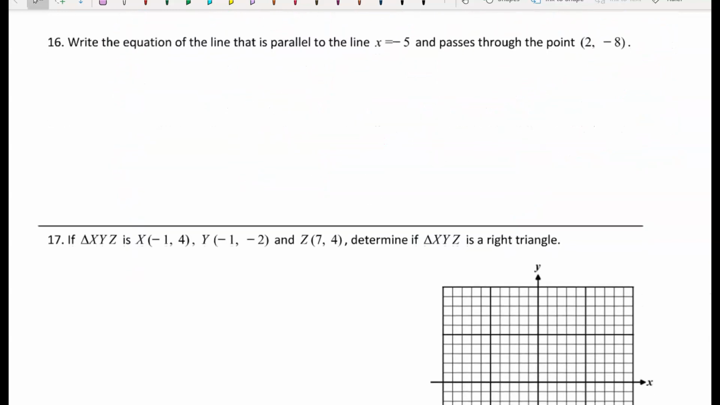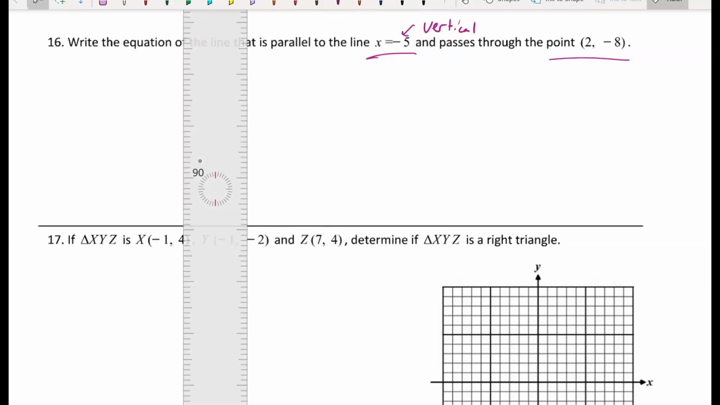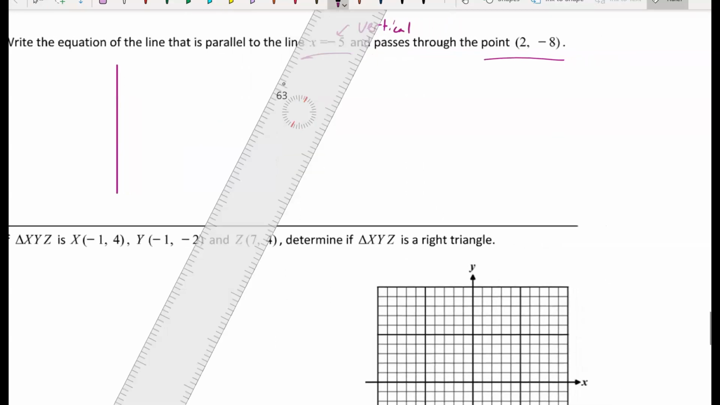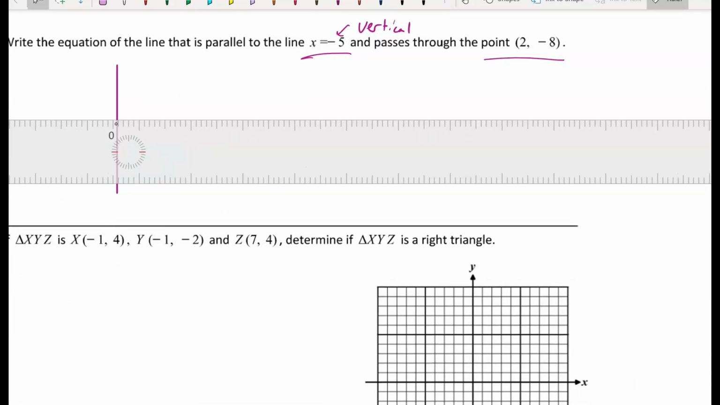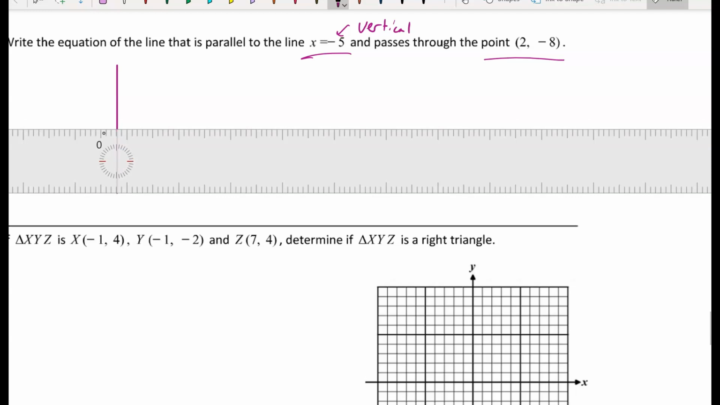For number 16, write the equation of a line that is parallel to the line x equals -5 and passes through the point (2, -8). Well, x equals -5, that's a vertical line that goes left 5 and then draws a line straight up from there. So I'm just going to sketch this to give myself an idea of what's happening. Right, for coordinate geometry, it's always a good idea to give myself a sketch.